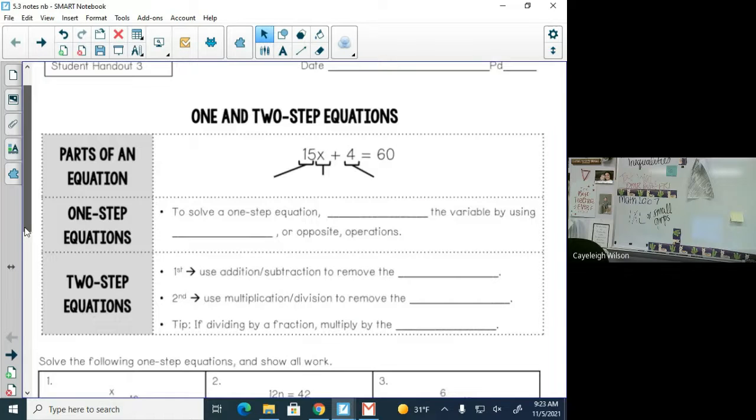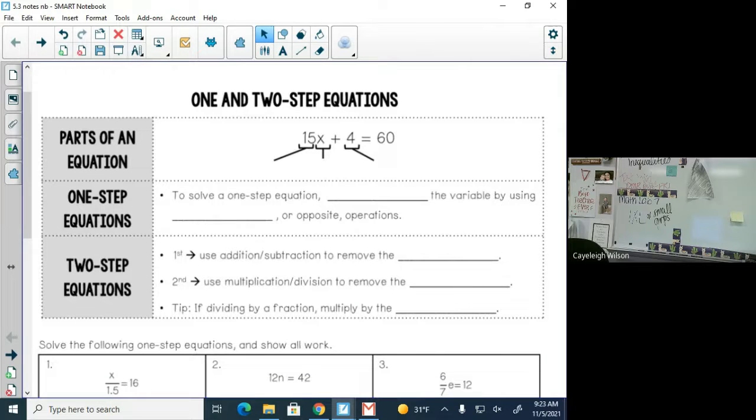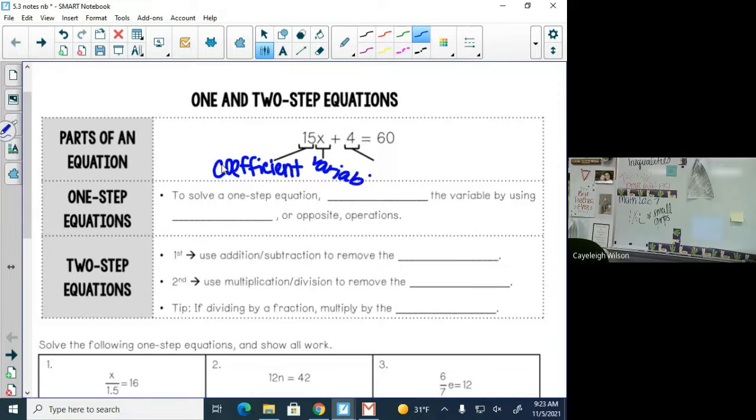So parts of the equation. We talked about this this week. The 15, the number in front of the x, is called the what? The coefficient. And the x is called a variable. And the number is called the constant. Good job.